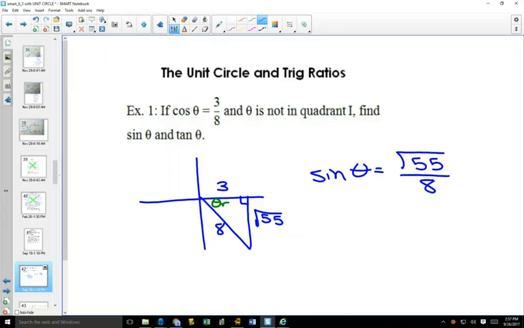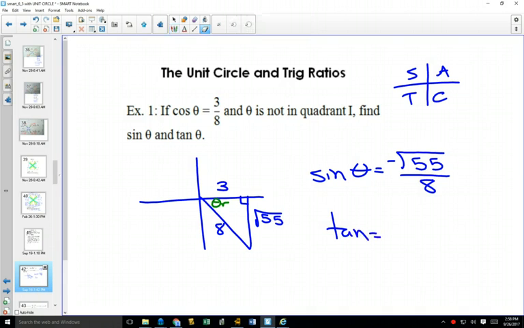And because it's in quadrant 4, what do we know about sine in quadrant 4? It's negative. That's going to be the thing you're going to miss. So we always got to check what quadrant it is in. Think about your CAST rule. Since it's in quadrant 4, only cosine is positive in quadrant 4. So sine would be negative. What about tan?